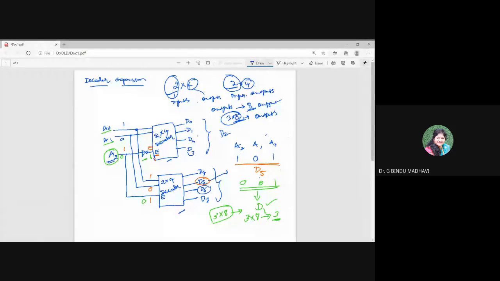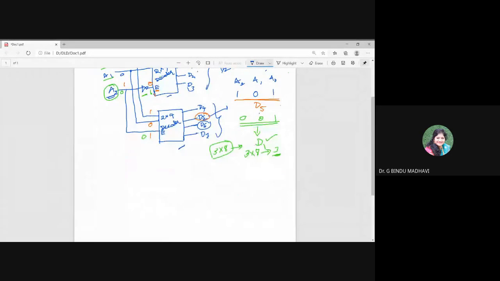Okay, tell me one thing. If I want to have a 6 by 64 decoder, but I have only 4 by 16 decoders, how many 4 by 16 decoders are required to construct 6 by 64? Four. Right. Very good. So 4 by 16 decoders are required to construct 6 by 64.